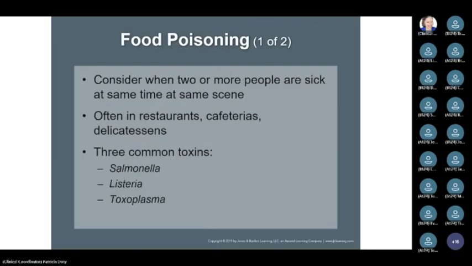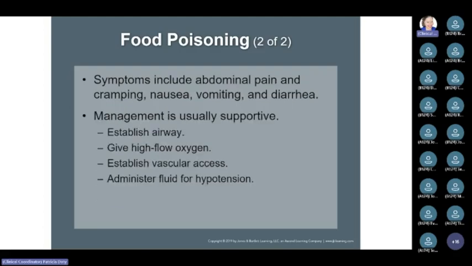Food poisoning. When you've got a couple of people at the same place, they're sick at the same time, and they're just throwing up all the time, think restaurants, cafeterias, delicatessens. Hey, it could be Blue Bell again. Who knows? Some of the toxins that are obvious are salmonella, listeria, and toxoplasma. And roughly 35% of food related deaths are from those.